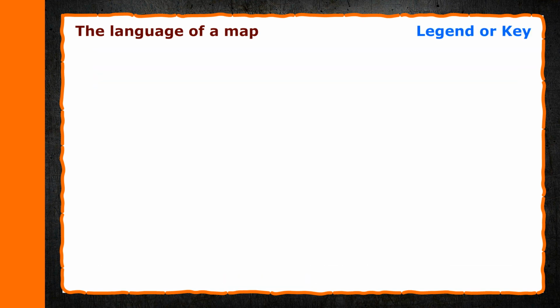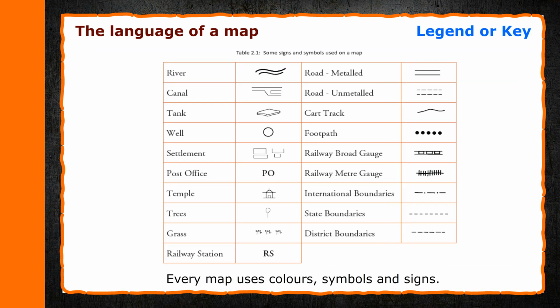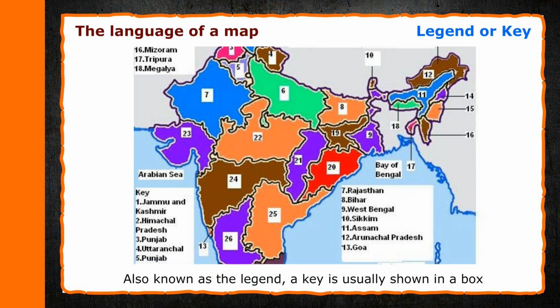Legend or key. Every map uses colors, symbols and signs. To understand the meaning of these colors, symbols and signs, a key is created. Also known as the legend, a key is usually shown in a box at the lower corner of a map.